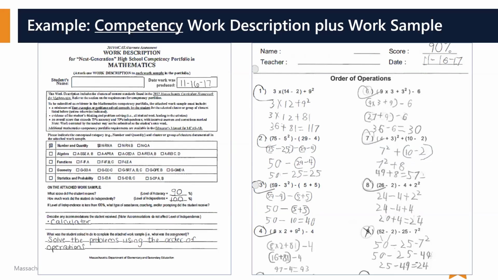I hope that's helpful. Jane, when you resubmit, do you resubmit the entire competency portfolio? Yes. You submit what you receive back with the new material in front. Thank you for the good question, Jane.